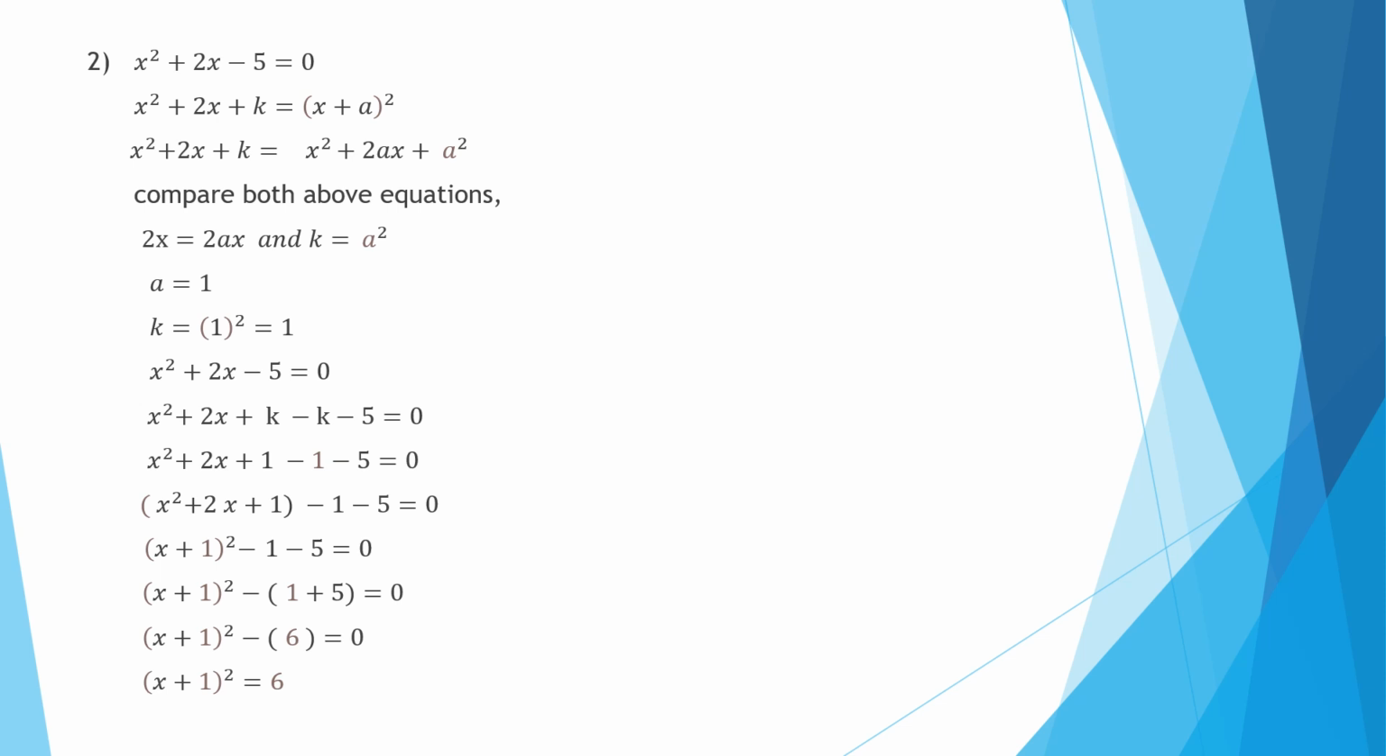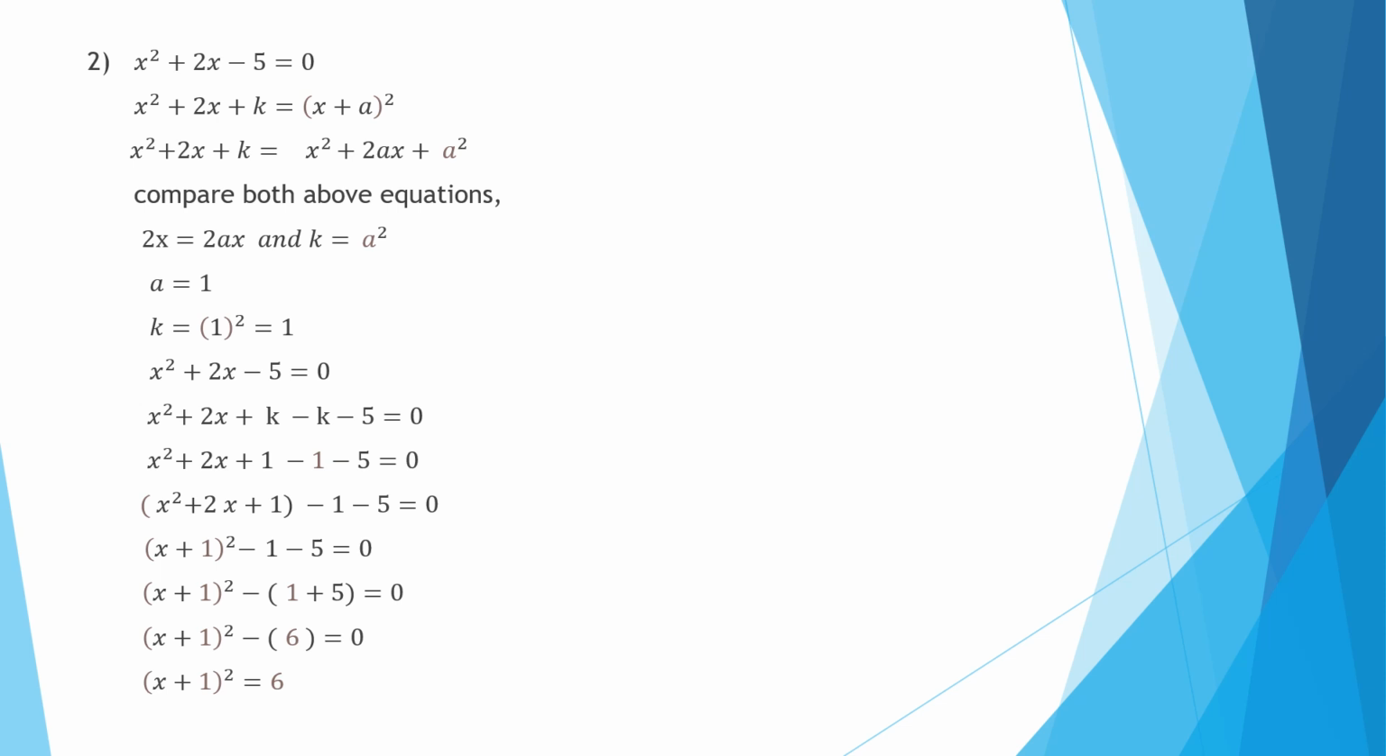So after observing, x square plus 2x plus 1 is the square of x plus 1. a plus b square is a square plus 2ab plus b square. So x plus a square is x square plus 2x plus b. That is x plus 1. x plus 1 square is x square plus 2x plus 1. And we write minus 1 minus 5 is equal to 0.